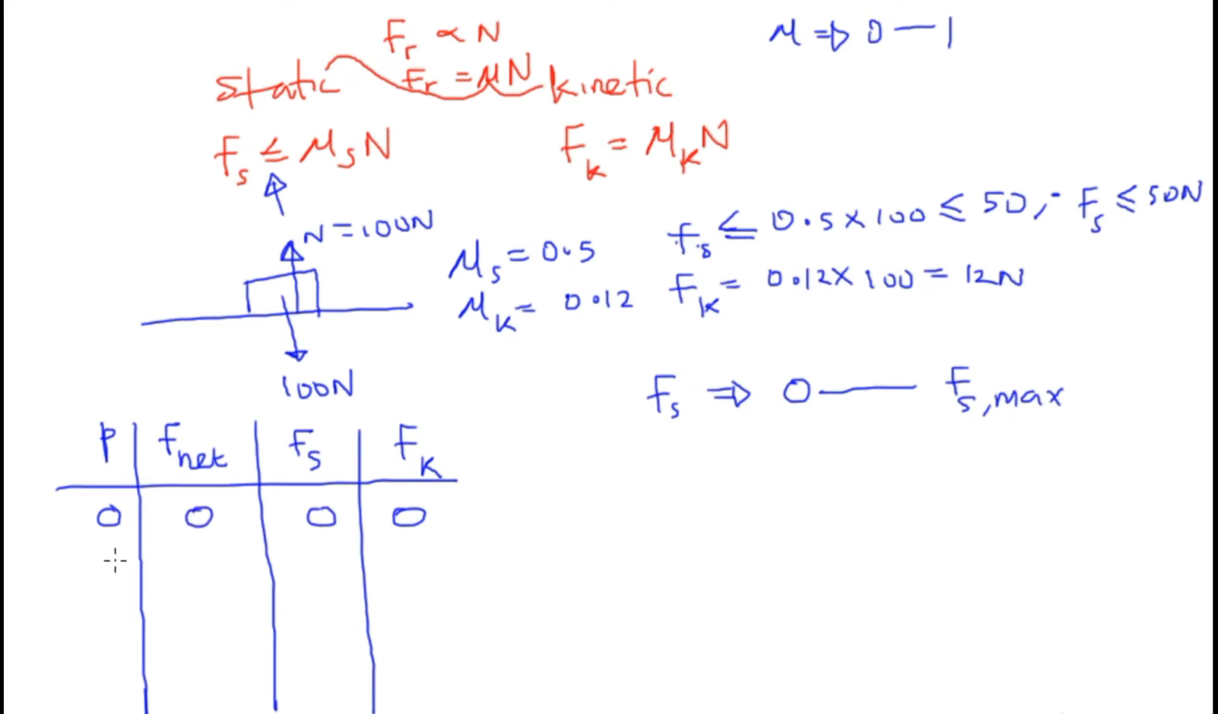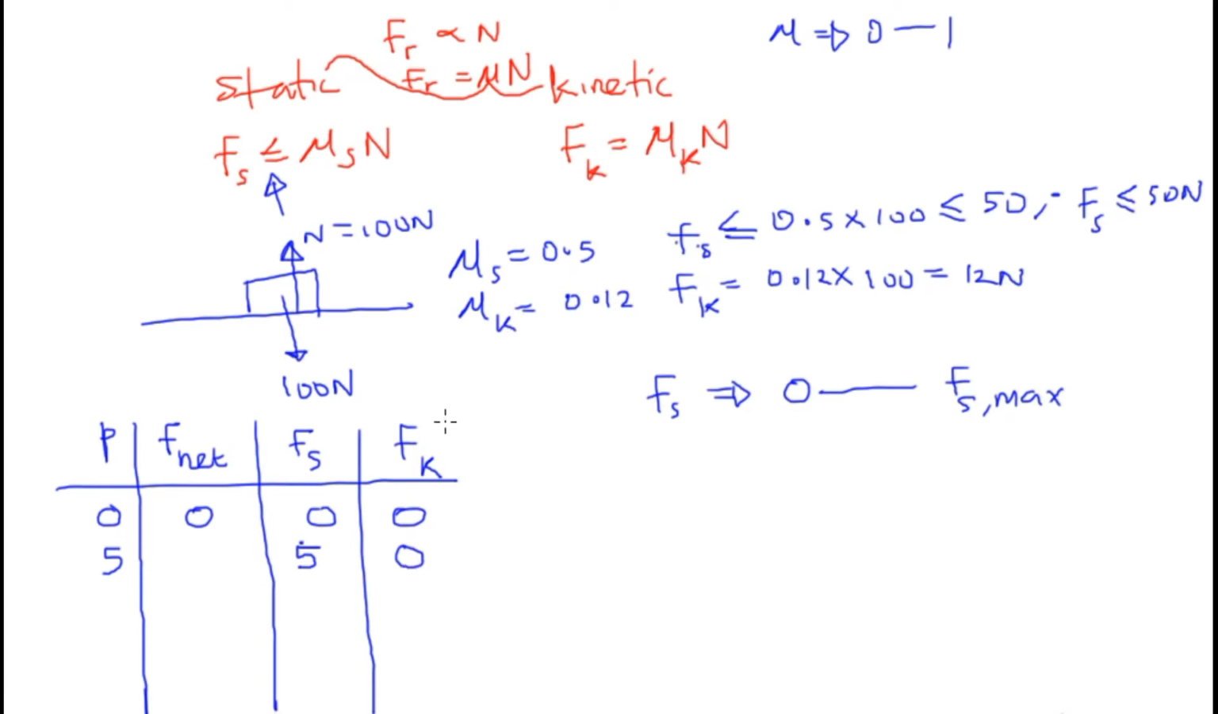Now let's say you apply a force of 5 Newton. The object would only move if you apply any force greater than 50 Newton, which would overcome the static frictional force. So if you apply a force of 5 Newton, the static friction in this case will also be 5, but the kinetic friction will be 0. Notice that the kinetic friction only exists when the object is in motion.